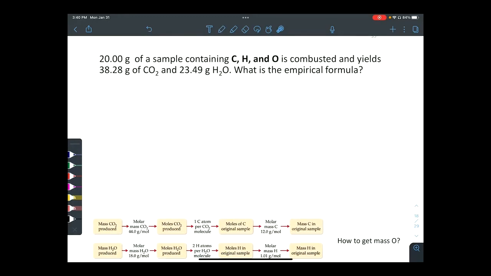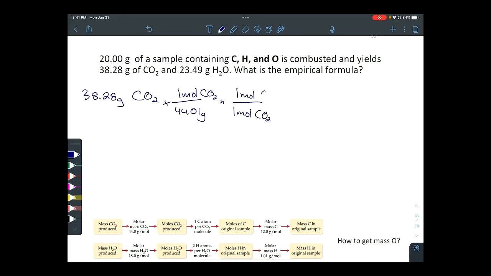All right, so another combustion analysis, but this time we have oxygen. So we have to do that little weird thing at the end. But it starts the exact same. We start with CO2 and H2O, and convert to moles of each, carbon and hydrogen. So let's do that. 38.28 grams of CO2, 44.01 grams of CO2 is 1 mole of CO2. 1 mole of CO2 is 1 mole of carbon.